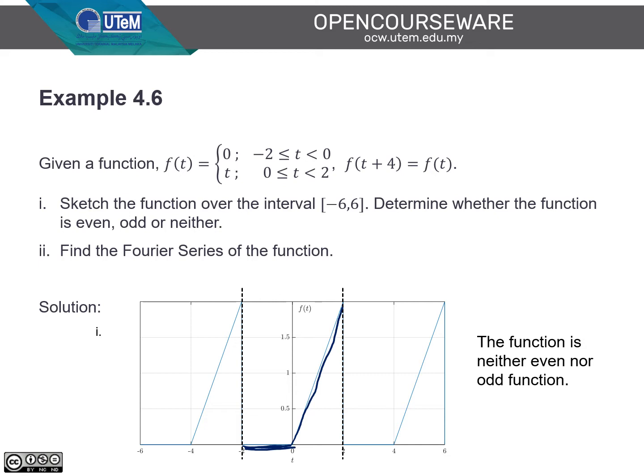To extend the sketch over the interval -6 to 6, we just need to repeat the plot of the function identically. Based on the plot, we can see that the function is not symmetric about the y-axis, and the function also is not symmetric about the origin. Therefore, the function is neither an even nor an odd function.